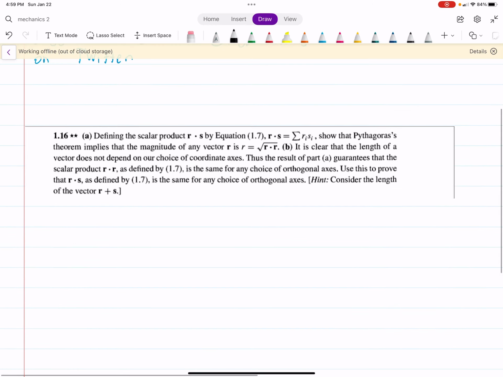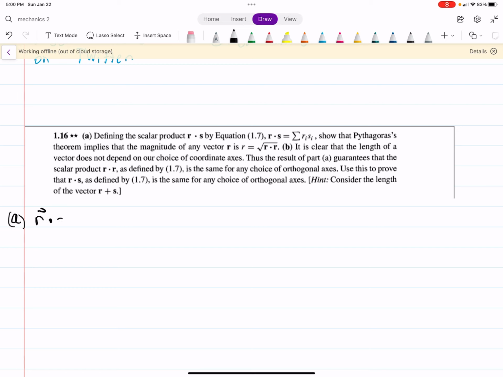All right, so let's get into the problem. So we have a scalar product, r dot s, and we have equation 1.7, which says that the dot product, r dot s, is the summation of r_i times s_i. So that the Pythagorean theorem implies that the magnitude of any vector r is r equals the square root of r dot r.